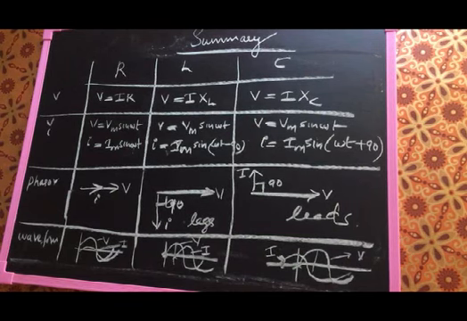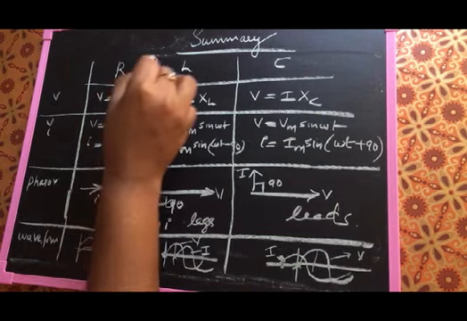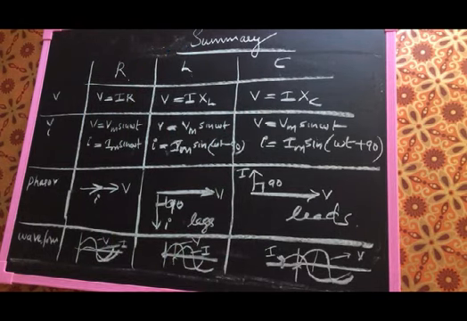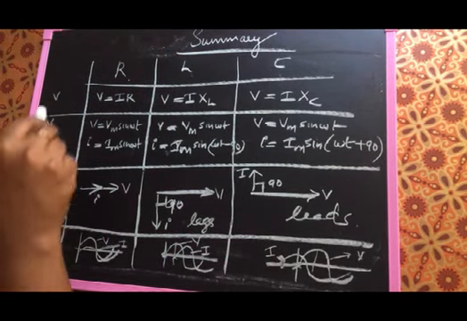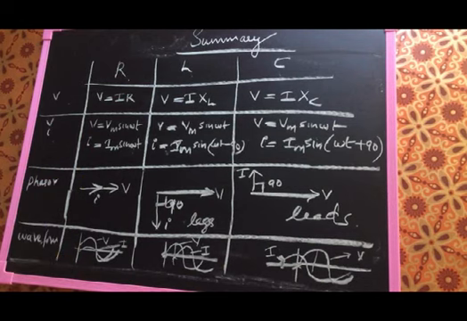So these are the basic equations, or the summary, of purely resistive, inductive and capacitive circuits. These are the differences: voltage, current, phasor and waveform. So you have to learn this very carefully.